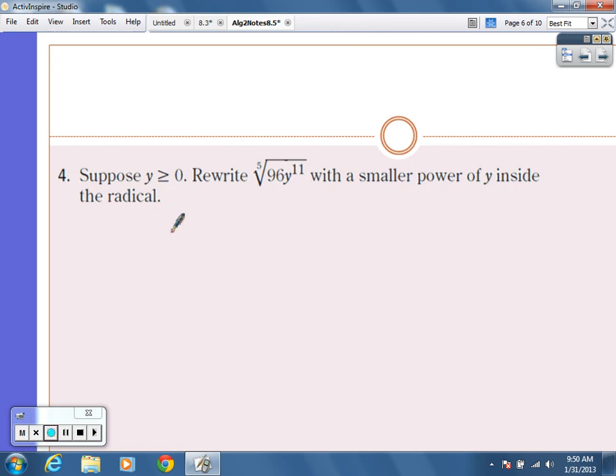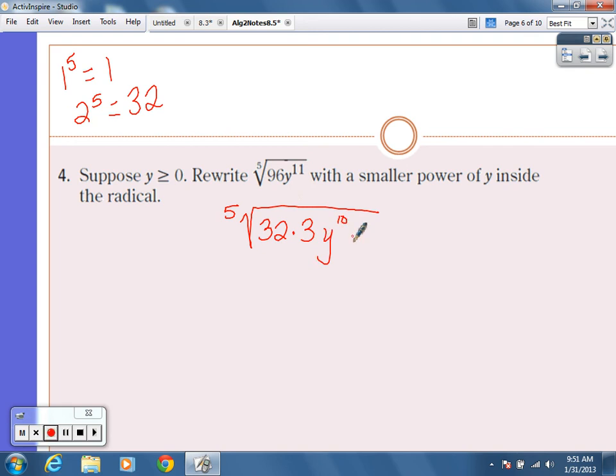Okay, the 5th root of 96y to the 11th. We're going to break this down. Because it's a 5th root, we need a perfect fifth list, and we won't have to go very far because 96 is not that big of a number when talking about things to the fifth power. I think what we need here is 32. So we're going to change this to the fifth root of 32 times 3. What am I going to change y to the 11th to? Well, I need it to be a multiple of 5. So I'm going to change that to y to the 10th, which is a multiple of 5, times y.